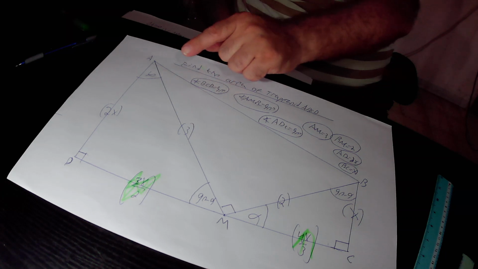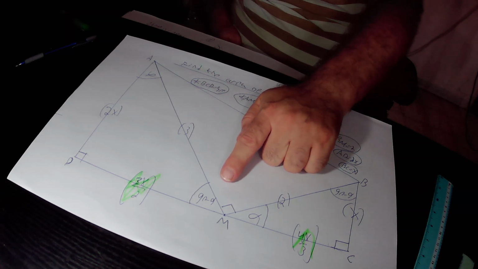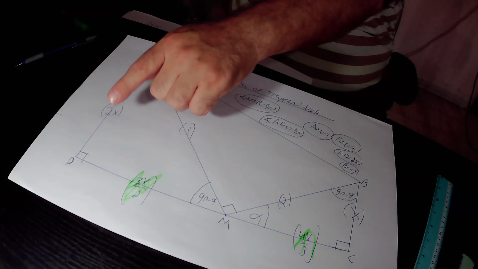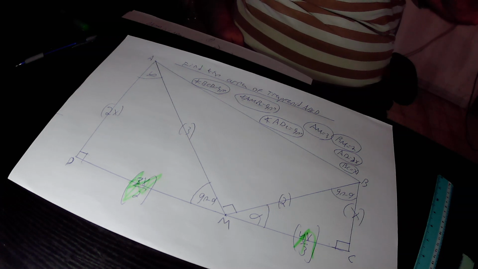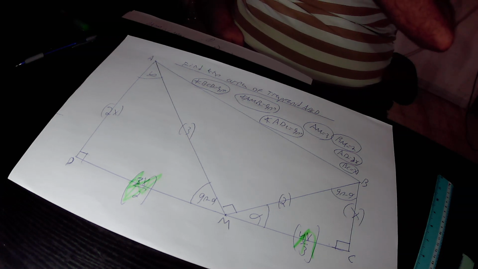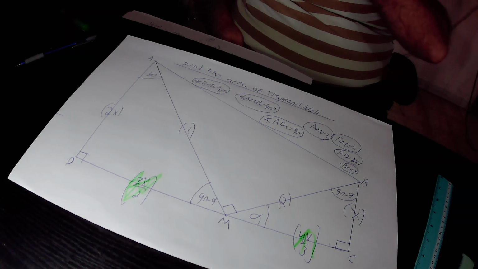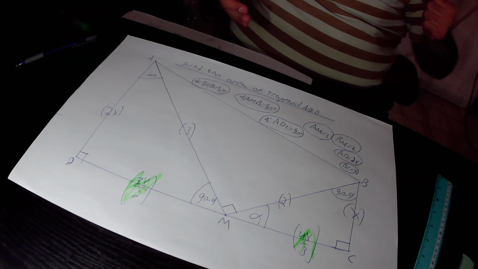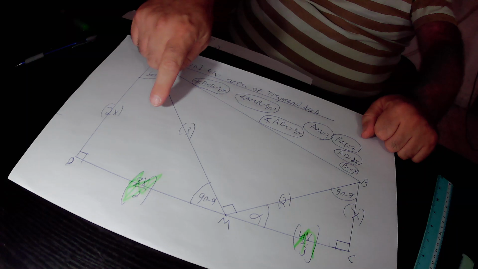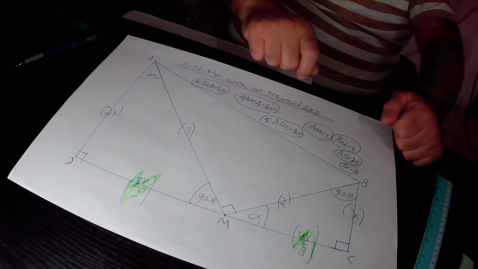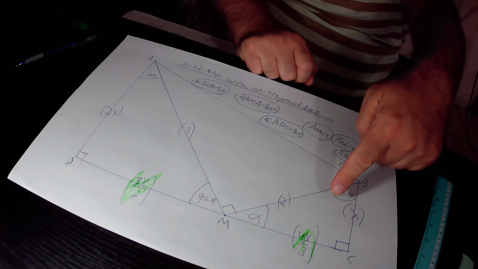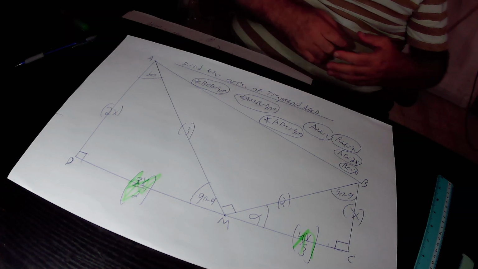Why? Because alpha plus 90 degrees minus alpha is 90 degrees, and 90 degrees plus 90 degrees is equal to 180 degrees. That is the sum of the angles in any triangle. Okay, so it is very easy to see that this big right triangle ADC is similar to this small right triangle BMC according to the angle similarity rule.